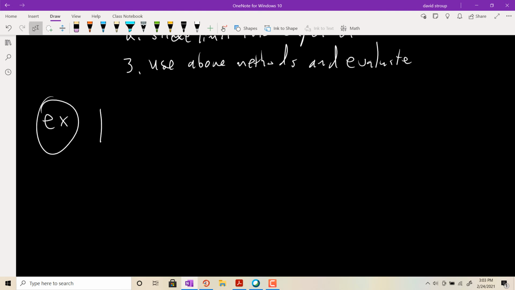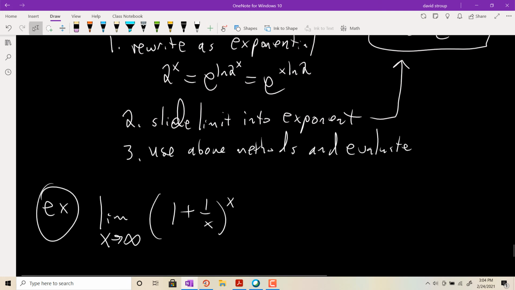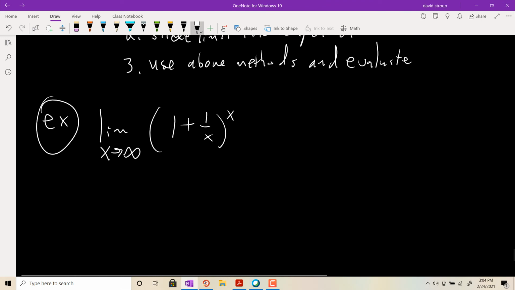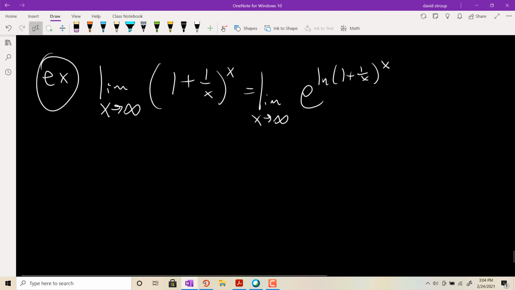Example. The limit as x goes to infinity of 1 plus 1 all over x, to the x. Okay. So if you look at the form, as x goes to infinity, the inside part here will go to 1, and then the exponent will go to infinity. So it's 1 to the infinity form. Okay. So the first thing I do is rewrite it as e to the ln of 1 plus 1 over x to the x.